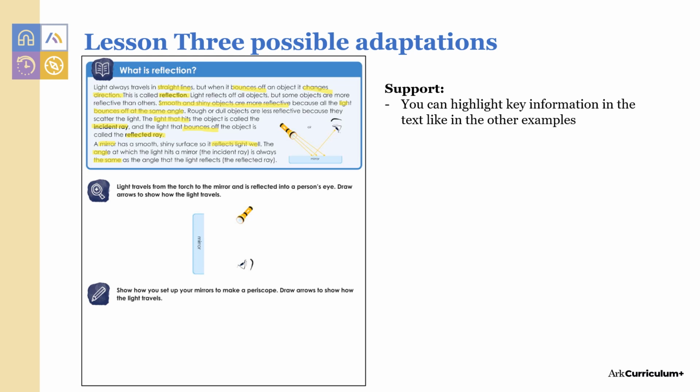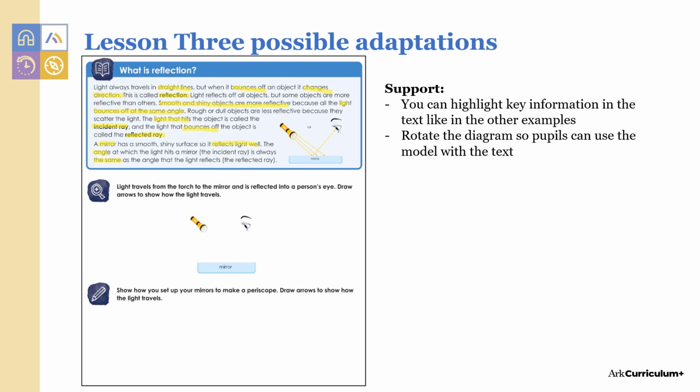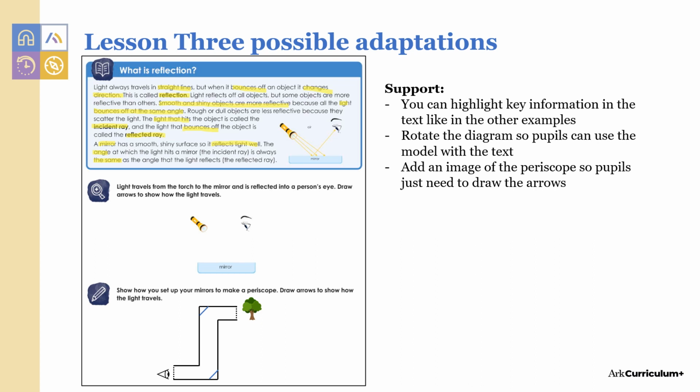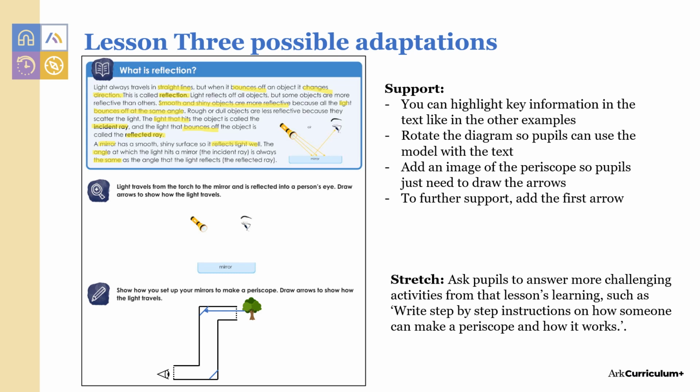For the retrieval activity, I've rotated the diagram so pupils can use the model in the text as a support and to take away the extra layer of difficulty. For the write task, you could add an image of a periscope so pupils focus on completing the activity successfully instead of the drawing. And to add further support, you could add the first arrow to show how light travels. To stretch pupils, ask them to answer a challenge activity such as write step-by-step instructions on how someone can make a periscope and how it works.